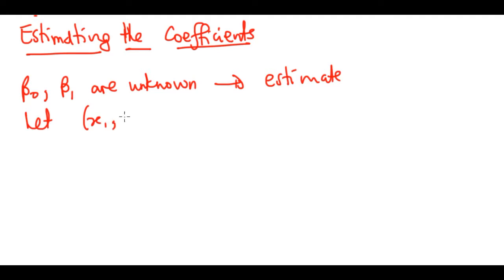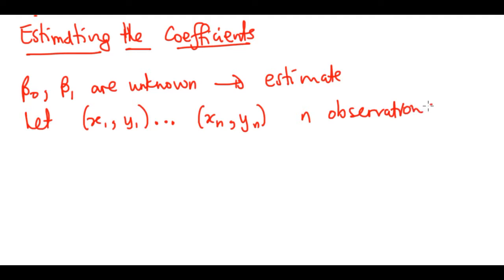So what we're going to do is, we're going to let x1, y1, all the way up to xn, yn, represent n observations. So here we have n observations, each of which consists of a measurement of x and a measurement of y. We've made those n observations, whether this is age, person's income, whatever it's going to be, right?